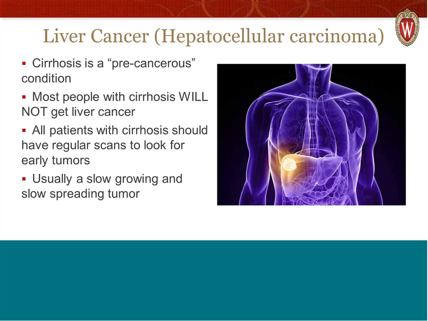Next. Last but not least, liver cancer, or hepatocellular carcinoma. Cirrhosis is considered a precancerous condition, but that being said, most people with cirrhosis will not get liver cancer. But because it is a precancerous condition, and because liver cancer is usually a pretty slow-growing and slow-spreading tumor, we will survey it, because if we can catch it early, we can intervene and potentially get rid of it. So basically, everybody should be in a surveillance protocol, and that can be as simple as ultrasounds all the way up to MRI scans.